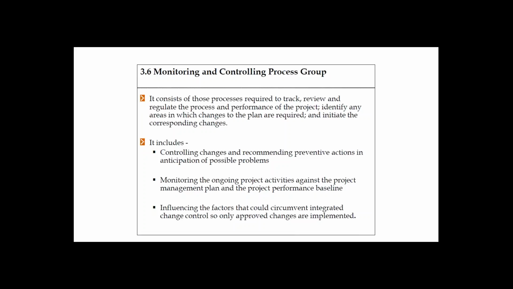Once you take the preventive or corrective action, you need to assess the impact to the other knowledge areas or other constraints and make the necessary changes. So that's what monitoring and controlling deals with. It includes controlling changes and recommending preventive actions in anticipation of possible problems, monitoring the ongoing project activities against the project management plan and the project performance baseline.